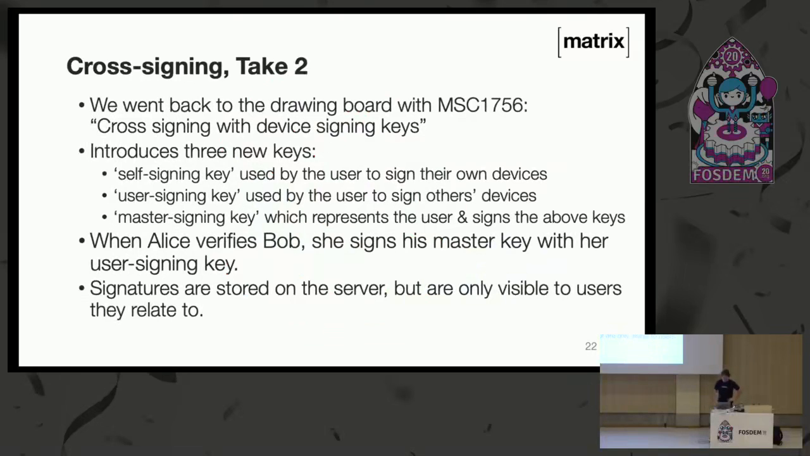Starting over, now MSC 1756, now called cross-signing with device signing keys. Now this is a massive change to Matrix. For the first time, we have a per-user key. It's no longer per-device keys. In fact, we have 3 of them. We have the one that you use to sign your own devices, you have the one that you use to sign other people's devices, and you have the master key that goes and signs both of those. We've gone and split them up just for hygiene because they do different things. It allows you to rotate them separately, particularly useful to basically have different trust levels for the different keys.